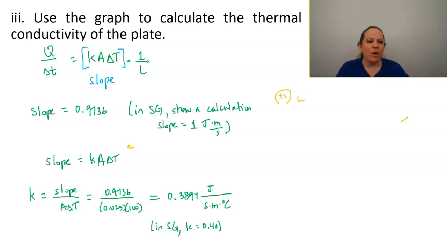1 point for a correct method for calculating the slope. This is key. Using points on the best fit line. You cannot use actual data points.